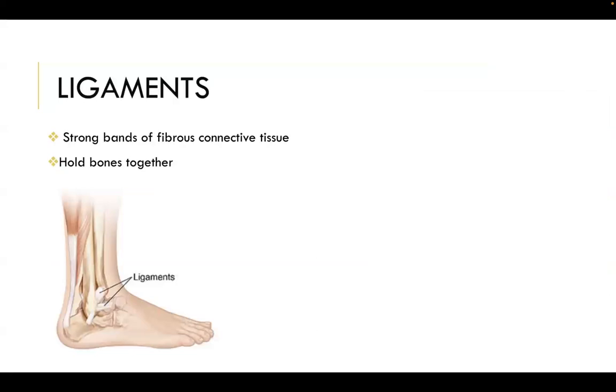So two things important to know, the difference between ligaments and tendons. Ligaments are a type of fibrous connective tissue that connects bones to other bones. Ligaments are similar to tendons and fascia in that they are all made of connective tissue, but they're differentiated in the connections that they make. So ligaments are going to connect bone to bone, and tendons will connect bone to muscle, and fascia will connect muscle to muscle.